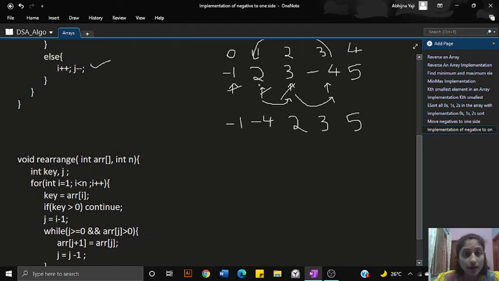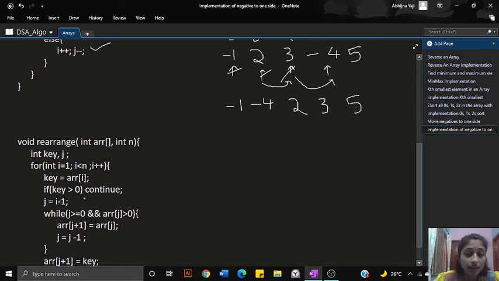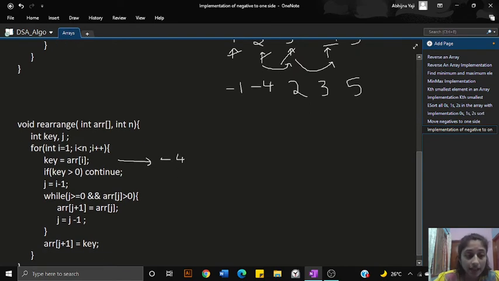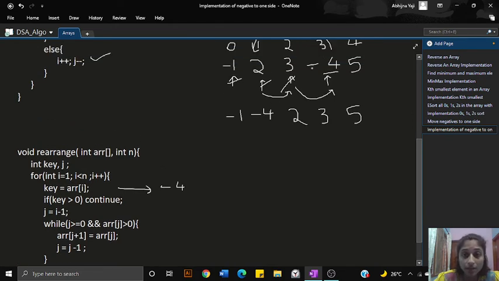When I saw 2, I didn't bother, I moved to the next one. When I saw 3, I didn't bother, I moved to the next one. And when you see a negative number, that is minus 4, this minus 4 will be stored in key, right? So that will be the current one. So let me just show, minus 4 will be here. And then I will get j is equal to i minus 1. I'm trying to get the previous one, that is 3.